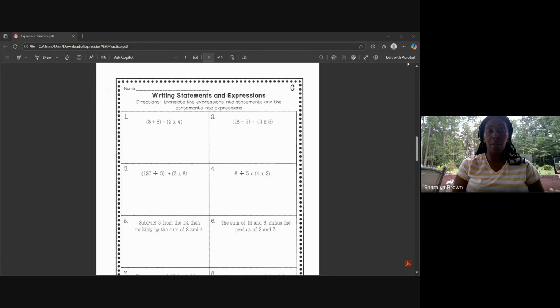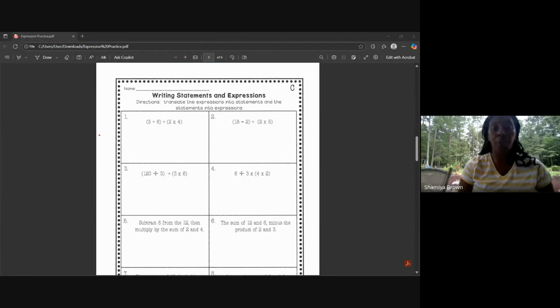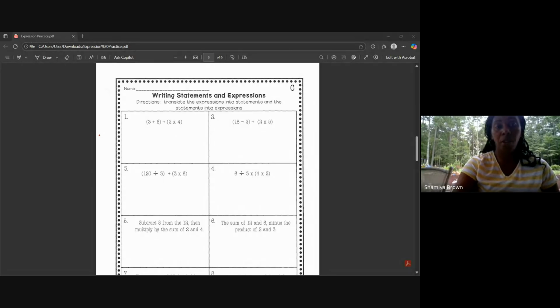We have this worksheet that says writing statements and expressions. So we're going to translate the expressions into statements, and we're going to translate the statements into expressions. So this is an expression, so I'm going to have to translate that into words, a statement. So it's 3 plus 6 plus 2 times 4. That's basically telling me I have to do both of these things first, the two things in parentheses first. Then after I do those, I have to add them together.